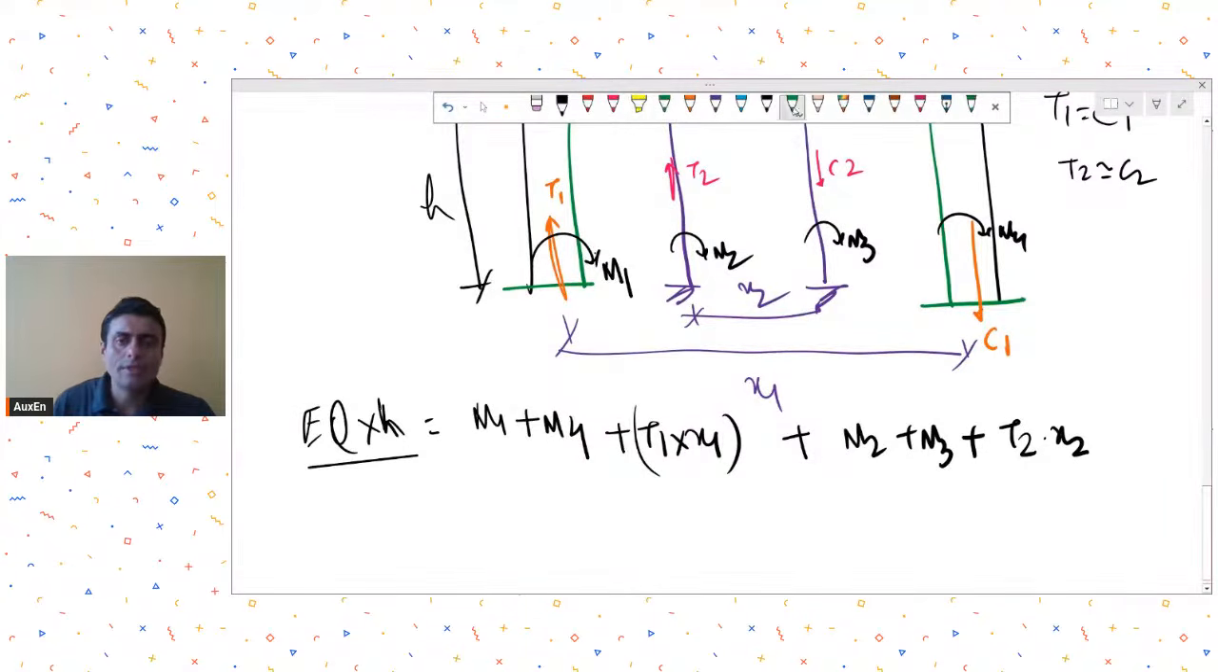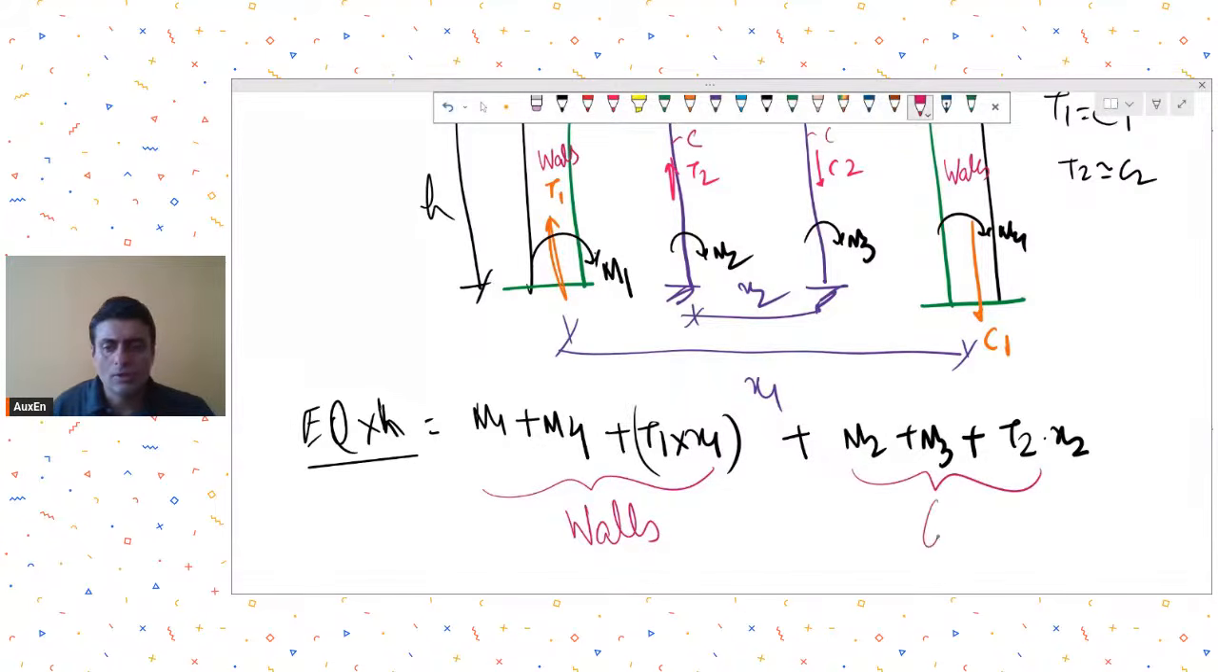Now out of this, this portion is getting resisted by the walls, yes or no? This portion is getting resisted by the walls. I am saying these were my walls and these were my columns. So this portion is getting resisted by the columns and this portion is getting resisted by the walls moment.